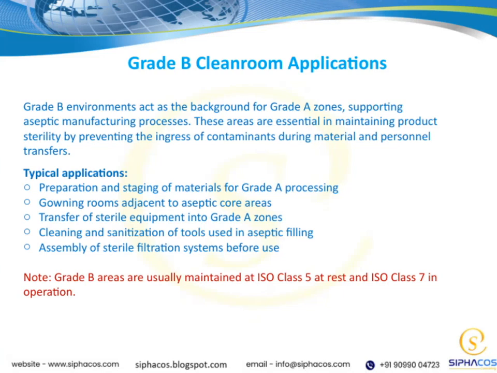Now, let's talk about Grade B environments and their role as the background for Grade A zones. These areas are crucial because they support aseptic manufacturing processes by maintaining the necessary sterility levels. Essentially, they help prevent contaminants from entering during material and personnel transfers, which is vital for ensuring product quality. You'll often see Grade B areas used for preparing and staging materials that will go into Grade A processing. They also include gowning rooms right next to the aseptic core areas, which helps control contamination as staff prepare to enter the most critical zones.